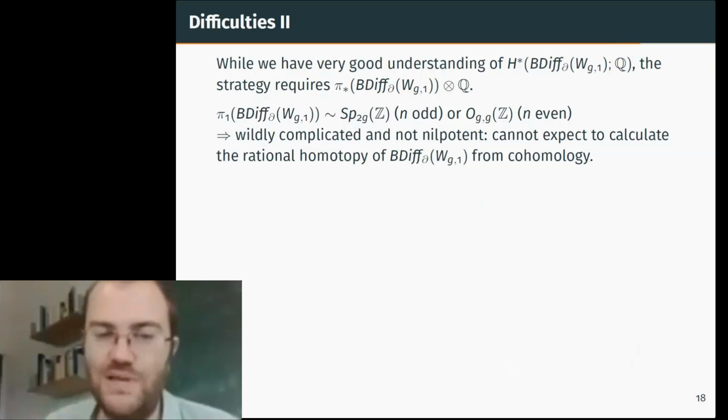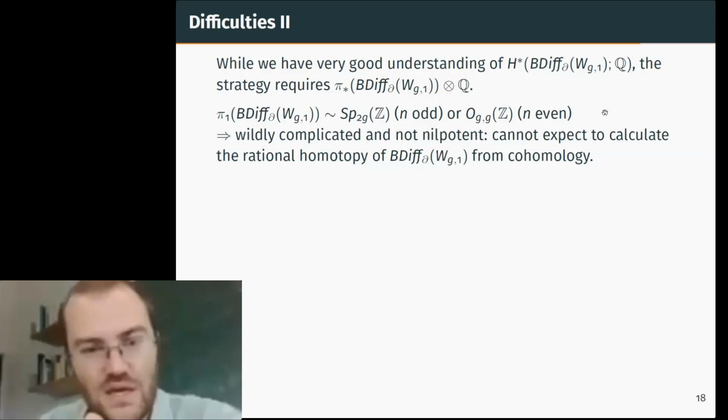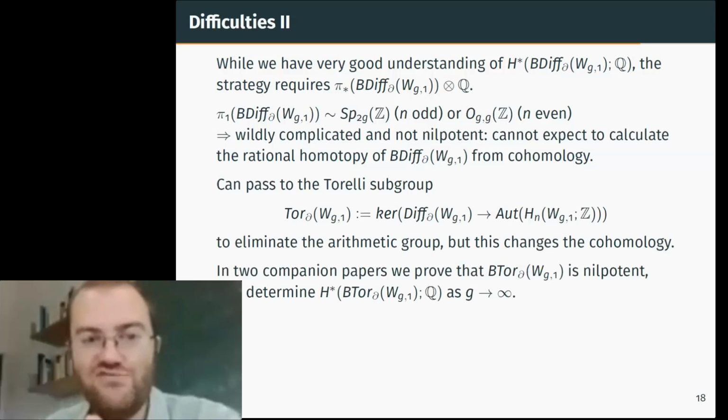It's massively complicated. It's nowhere near being a nilpotent group. You cannot in any way expect to compute homotopy groups out of cohomology groups by any formal procedure for a space like this that's completely not nilpotent. It's impossible. So somehow you have to deal with that. And you can deal with it by getting rid of this arithmetic part of the fundamental group.